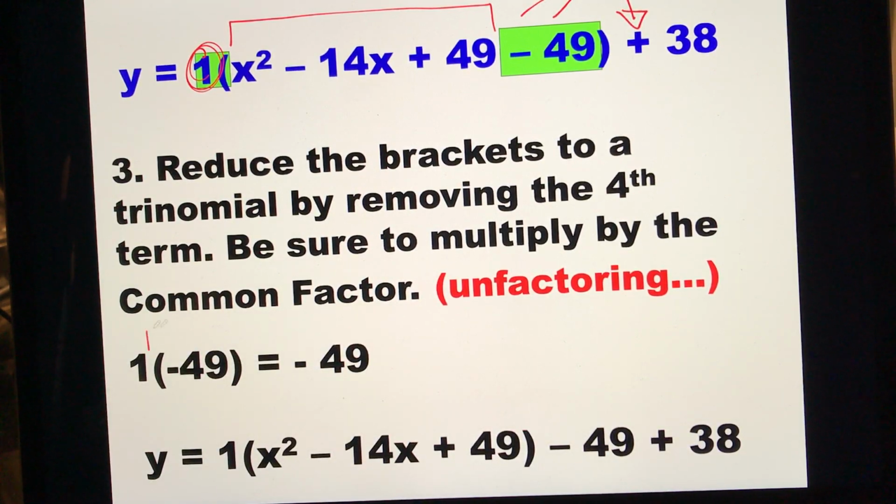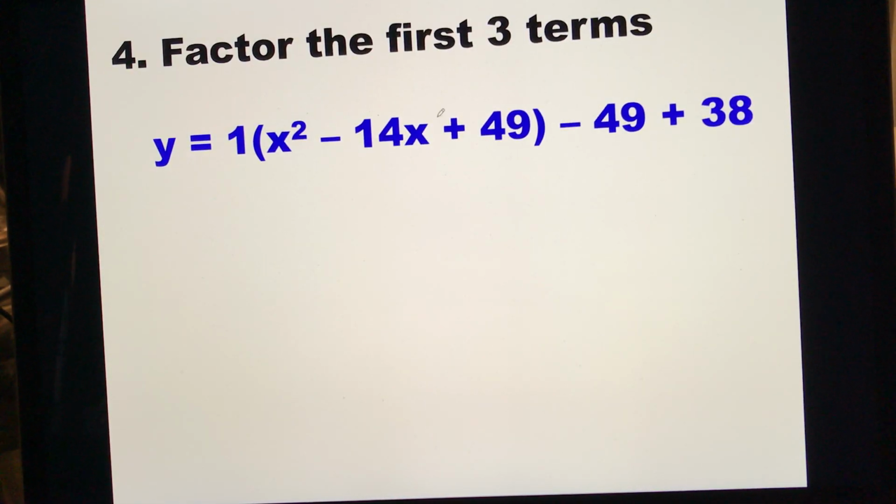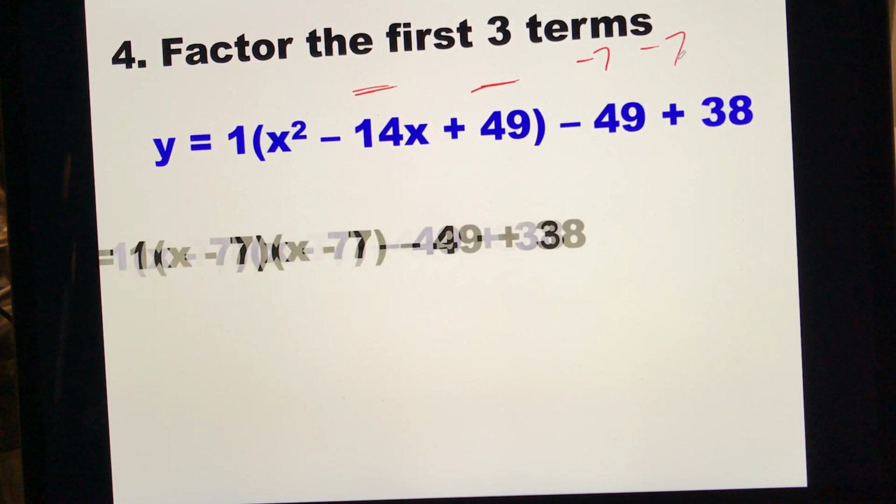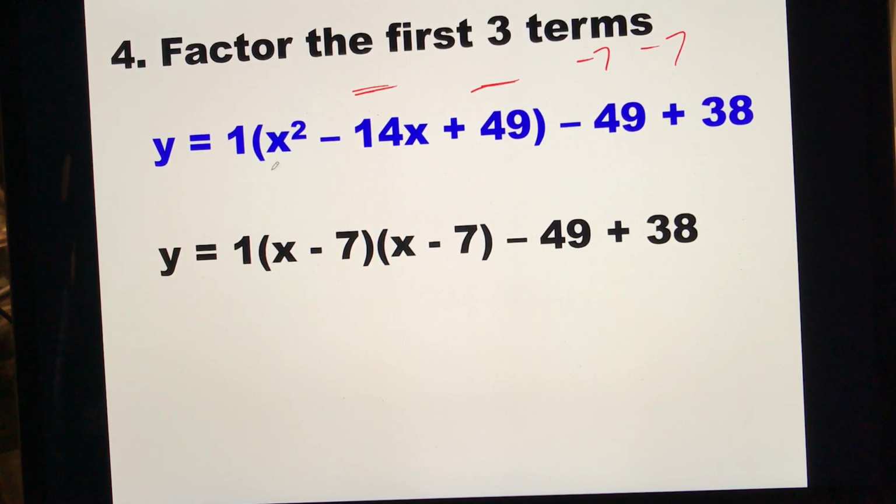So 1 times negative 49 is just negative 49. So that now, this negative 49 just sits outside the bracket. And now, inside the bracket, I have this trinomial that I can factor. So I'm going to factor the first 3 terms. Two numbers that add to negative 14 and multiply to 49, of course, are negative 7 and negative 7. So I just do some basically simple trinomial factoring with that.